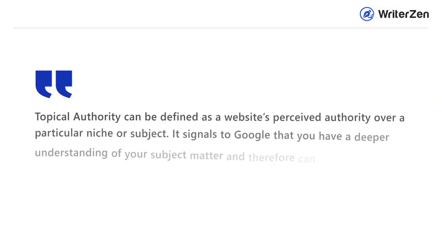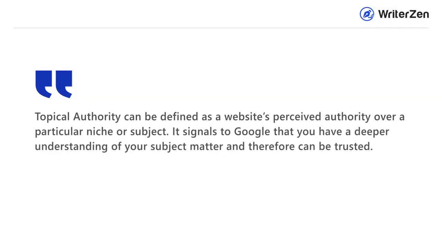And secondly, what is topical authority? Topical authority can be defined as a website's perceived authority over a particular niche subject. It signals to Google that you have a deeper understanding of your subject matter and therefore can be trusted. So achieving topical authority is essentially what I was sharing earlier: a Google bot comes into your website and goes into your pillar page, and from the pillar page goes to subtopic 1, subtopic 2, subtopic 3, subtopic 4, and as they go through, they realize one thing, that these guys know their stuff.